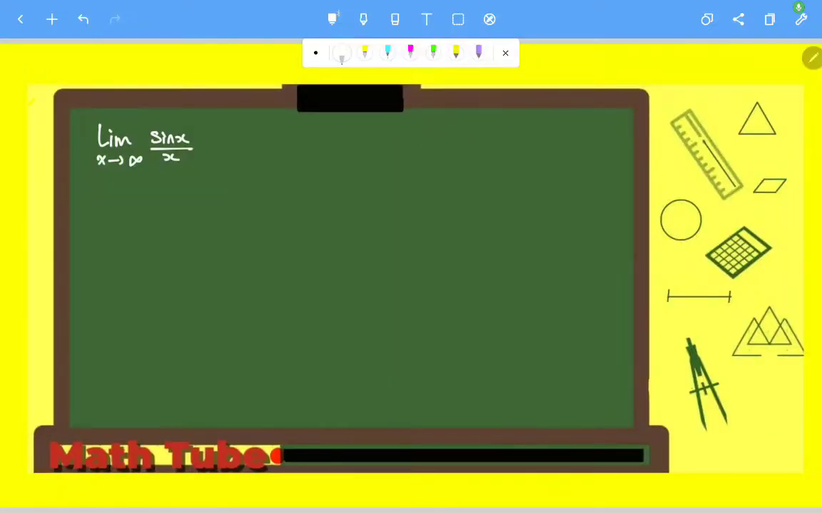Welcome back. In this video, I'm going to compute the limit as x tends to infinity for sine x over x, which will be a good application of the sandwich rule.